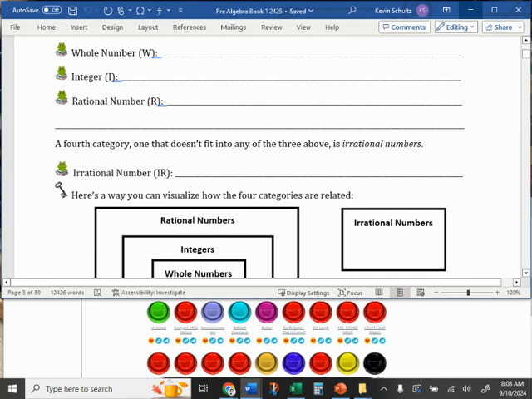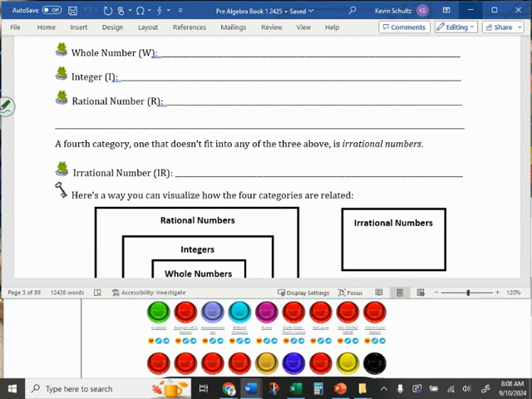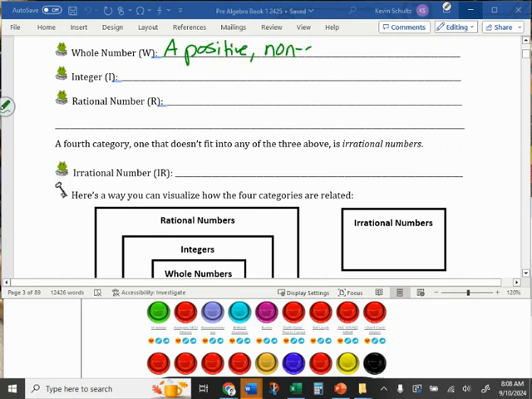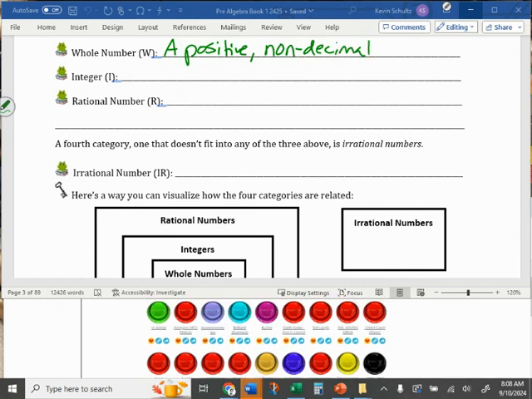When we talk about whole numbers, does anyone know the definition of a whole number? Okay, a whole number is a positive non-decimal. And of course, just like last year, as Mrs. Gambino wrote down the notes and did the examples, you are doing the same thing in your binder. So what's an example of a whole number?